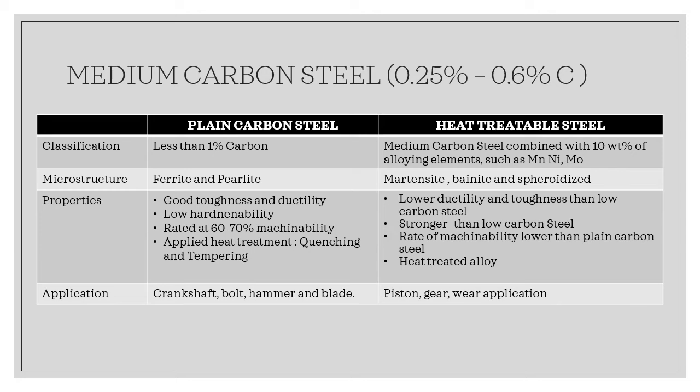bainite, and sorbite. Plain carbon steel has good toughness and ductility, while after you heat treat the sample, it will lower the ductility and the toughness. But heat-treatable steel has higher strength than plain carbon steel. The rate of machinability increased compared to low carbon steel, which is 60 to 70%. The applications of plain carbon steel are usually crankshaft, bolt, hammer, and blade, while after you heat treat it, it becomes stronger and it will be used for piston, gear, and wear applications.